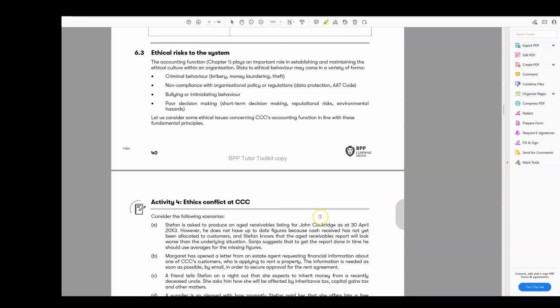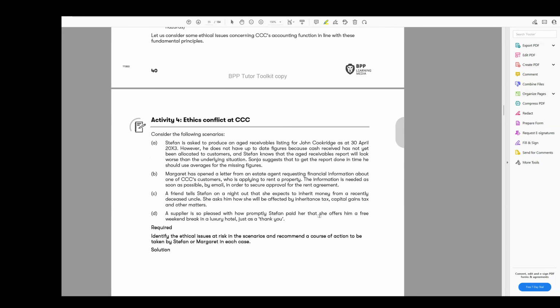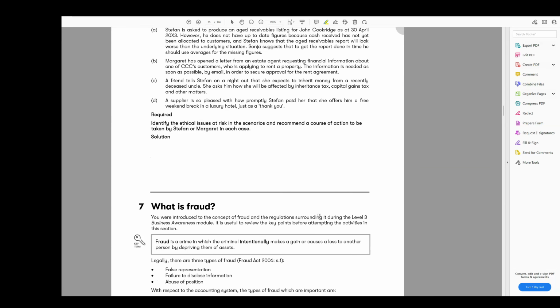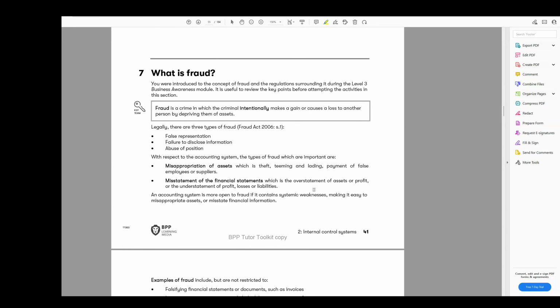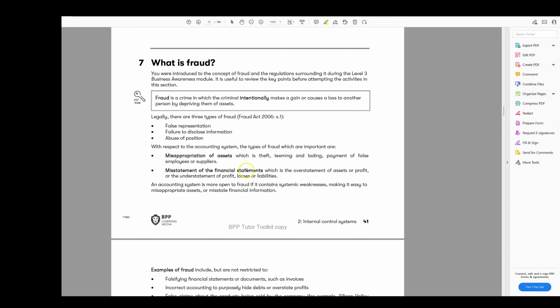Alright, so let's move to our next one. Then we have ethical conflicts. It's the same question, so we will avoid that. We'll go to the next one. What is fraud? So it says fraud is a crime. Fraud is a crime in which the criminal intentionally makes a gain or causes a loss to another person by depriving them of assets. Legally, there are three types of fraud.